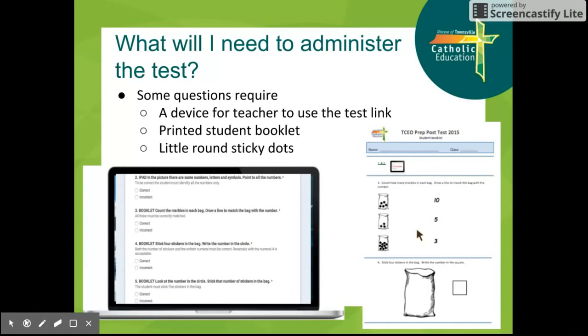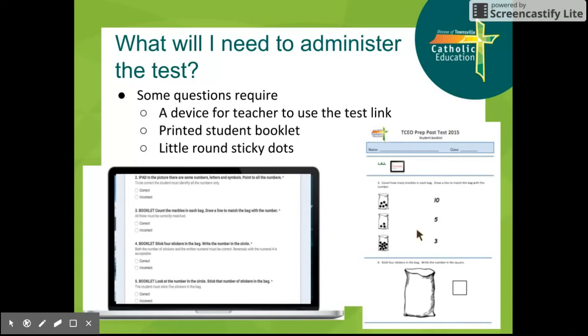You observe how the child has written their numbers. For example, one of the questions is to stick 4 stickers in the bag and write the number in the square. If the child has written the number 4 correctly in the square, then you tick that it is correct. The student booklets are purely for school use. After that, I don't need them sent in to me. The data gets collected by the Google form.